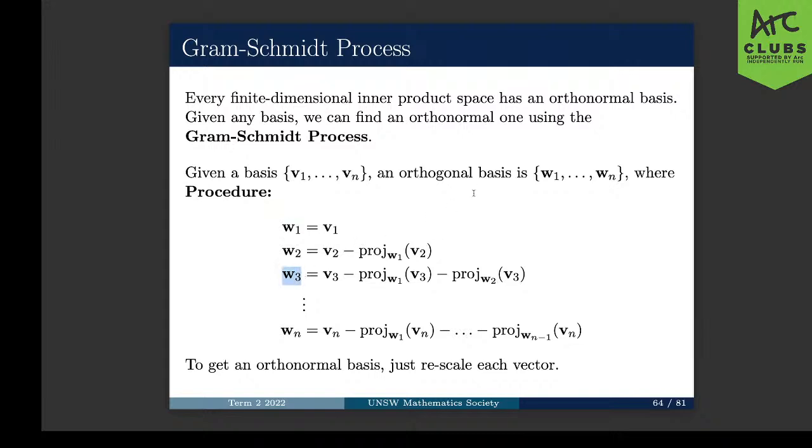For W3, the third orthogonal basis vector, we take V3 and subtract its projections onto the previous W vectors, so V3 onto W1 and V3 onto W2. And you just keep repeating this until we get to the last one, Wn. We take the last basis vector and take away the projections of it onto the previous W vectors we found. And so this is an orthogonal basis. To get an orthonormal basis, we just rescale each vector so that they're size 1.